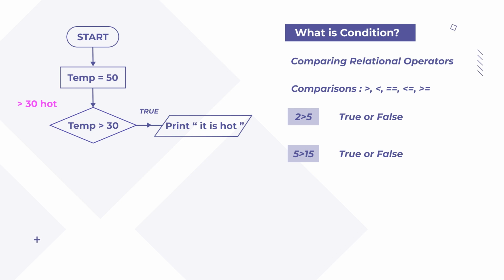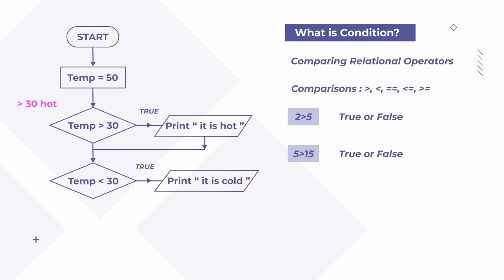And then we will apply another condition, we will write another condition, and remember the condition will always be in the diamond sign. So we are telling him, Mr. Computer, check this condition. If the condition is true, then execute this instruction, and this is print it is cold. And then here the flowchart will end.